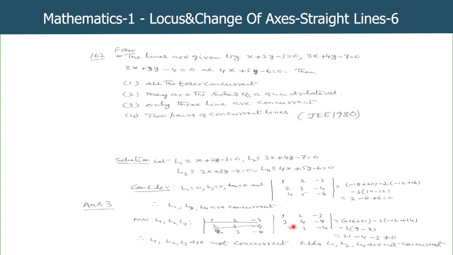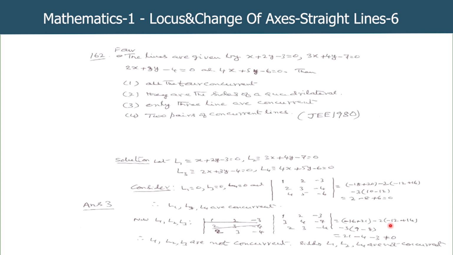That means 1, 2, 3, 3, 4, minus 5, 2, 3, minus 4, whose determinant is not equal to 0. 21 minus 7, which is 14, not equal to 0. That means the lines L1, L2, L3 are not concurrent. And similarly, you can see that L1, L2, L4 are not concurrent.